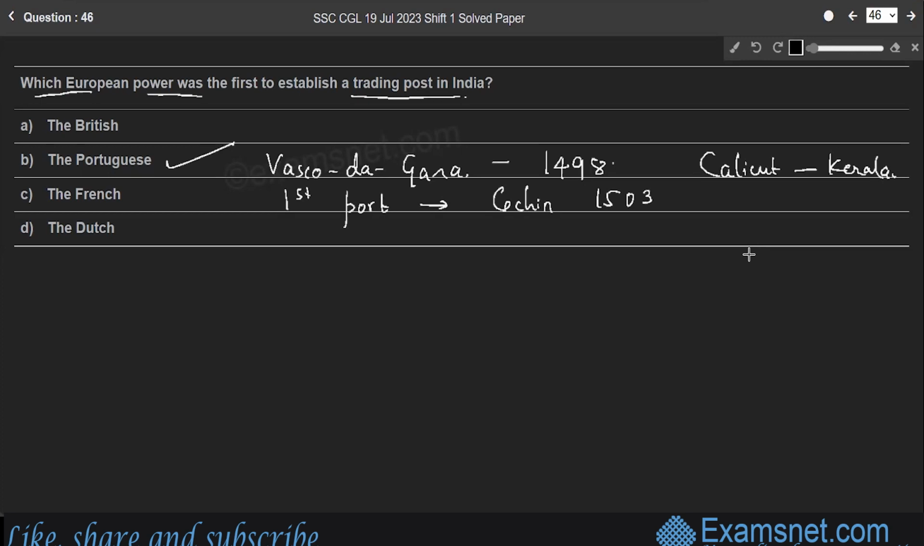Later, in 1510, they captured Goa, which became the capital of the Portuguese possessions in the east. The Dutch, the British and the French came later. Here, the Portuguese were the first European power to establish a trading post in India. Option B is the right answer.